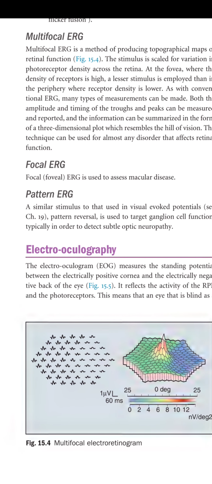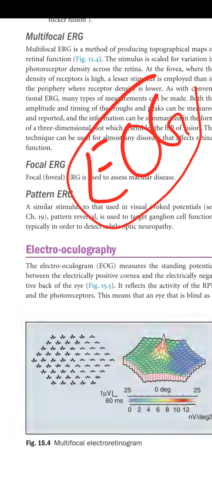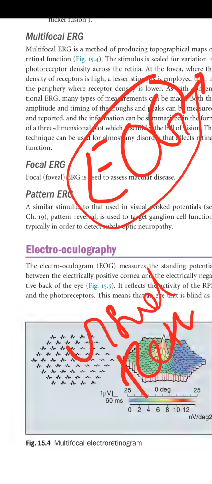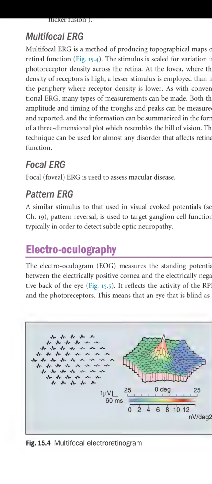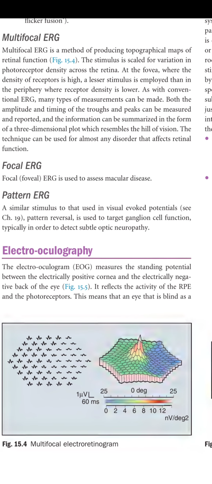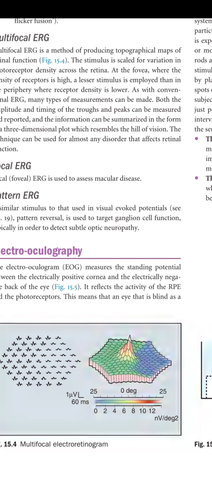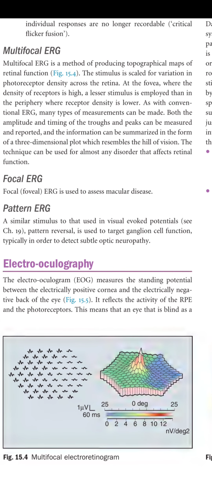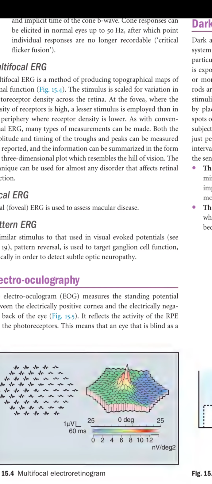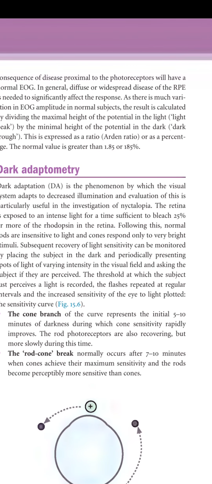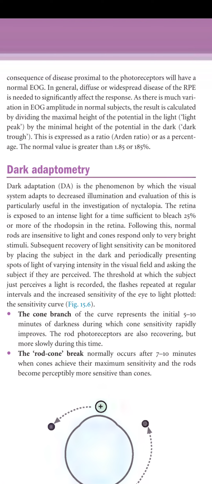Then there is electrooculography, which is EOG. Basically it is for the diagnosis of the visual pathway, whether the visual pathway is intact or has some problem. The electrooculogram measures the standing potential between the electrically positive cornea and the electrically negative back of the eye. It reflects the activity of the RPE and the photoreceptors. This means that an eye that is blind as a consequence of a disease proximal to the photoreceptor will have a normal EOG.